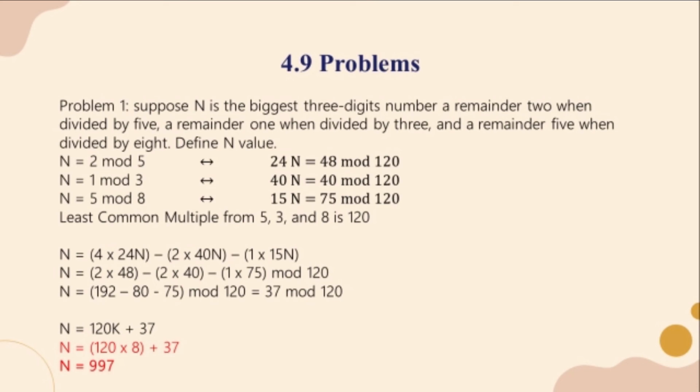If k is 7, then n is 877, which is small. If we choose k is 8, then n is 997. So the biggest 3-digit number is 997.